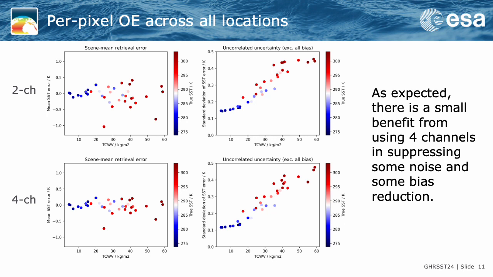Having looked at the retrieval for one particular location, these graphs show the performance across all the locations, looking at the scene average performances. The left-hand column shows the scene average retrieval error for the 2-channel and 4-channel per pixel retrievals, and the right-hand column shows the noise within each scene, the uncorrelated uncertainty in SST.